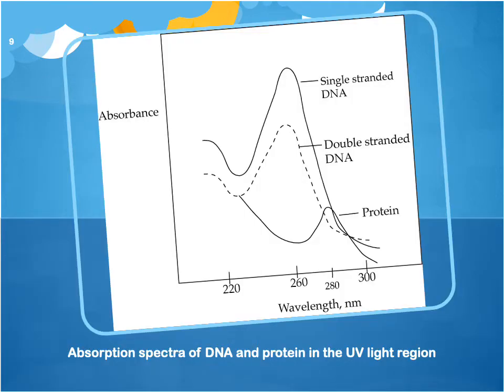For example, both DNA and protein have absorption spectra in the UV light, but they have different value of lambda max. As you can see, lambda max of double-stranded DNA or single-stranded DNA are at 260 nanometer. This is due to the absorption of nitrogenous base, while proteins have the lambda max at 280 nanometer because of the appearance of aromatic rings from tryptophan and tyrosine.